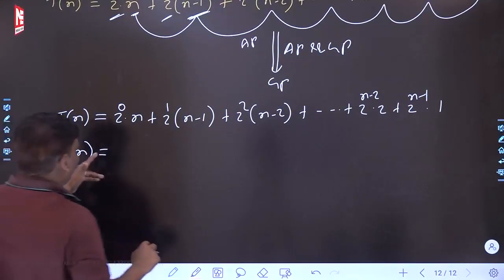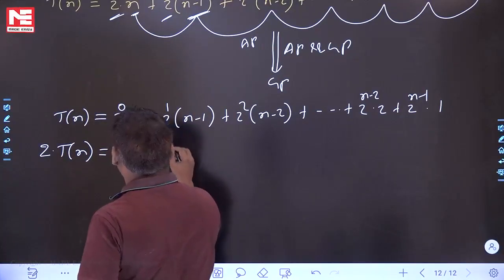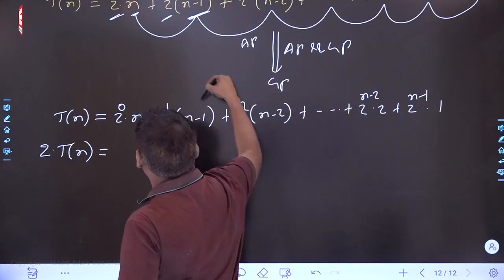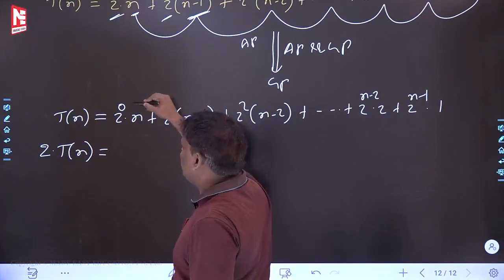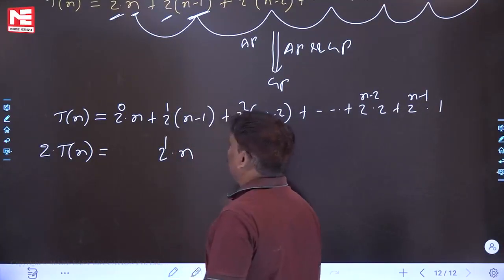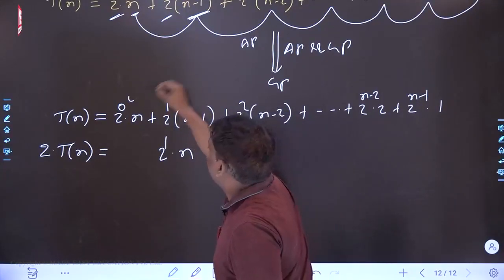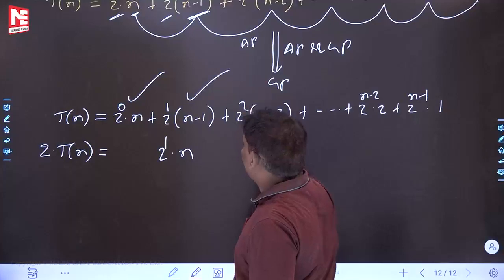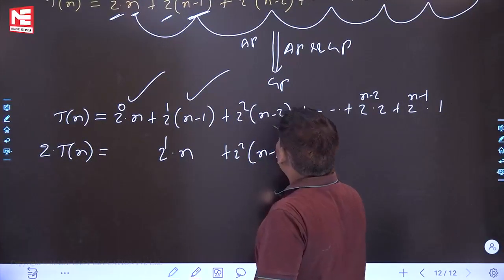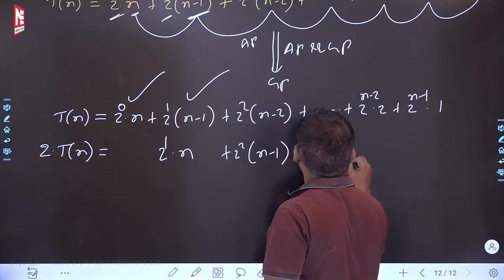When you do that, what will happen? If you multiply this entire series by 2, every term has to be multiplied by 2. Multiply the first one by 2: it becomes 2 power 1 into n. This one multiplied by 2 gives 2 square into n minus 1. This also multiplied gives 2 cube into n minus 2. Like that it goes on.